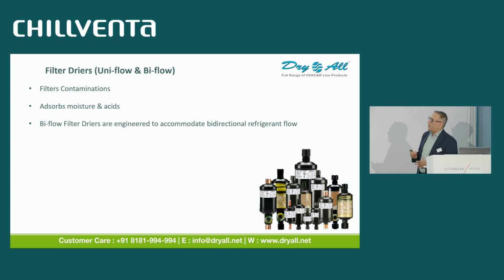Now, coming to the filter dryer. A filter dryer, as we know, is a very simple component. It filters contaminants and absorbs moisture. Now this can be made into a uni-flow and a bi-flow direction, so we have both versions.